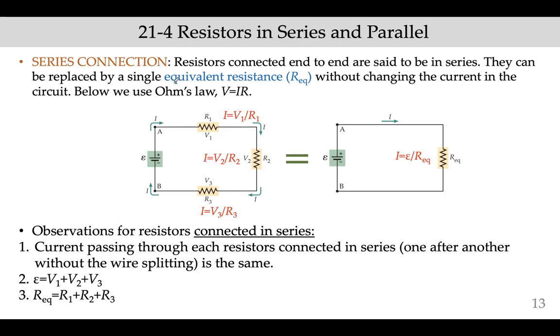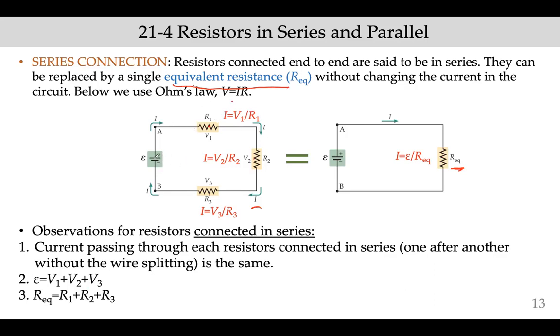They can be replaced by a single equivalent resistance. So instead of these three, I can make another circuit with just one resistor. To get the same current, or the same effect, which equivalent resistor should I use? Now we will answer that question. But before that, let's use Ohm's law to find it.